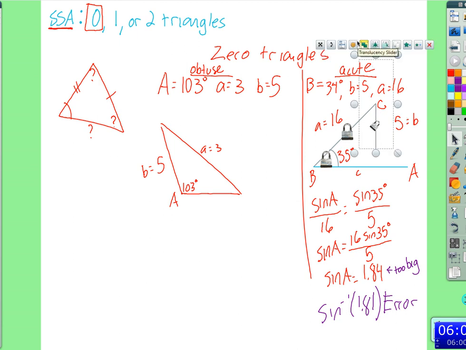Right? It's too small. It's not long enough, even at the shortest distance, to go straight up and down. It's not long enough to make a triangle. If this angle is 35, and this side goes out as far as 16, 5 is not enough to get down to make a triangle. Okay?